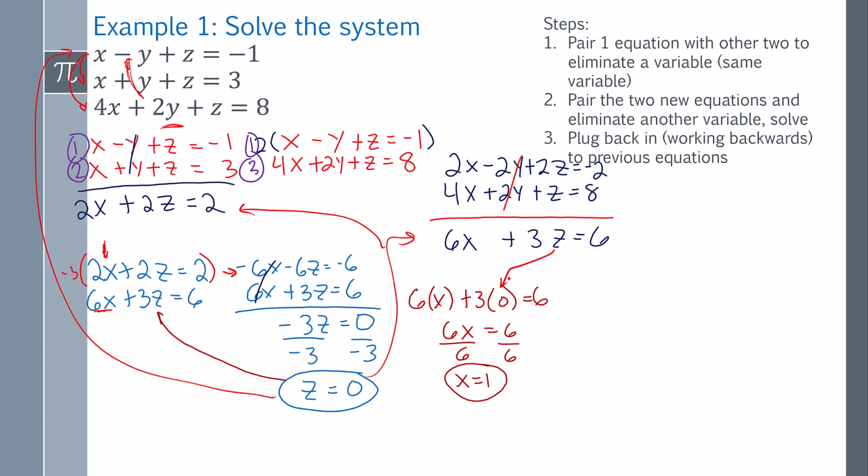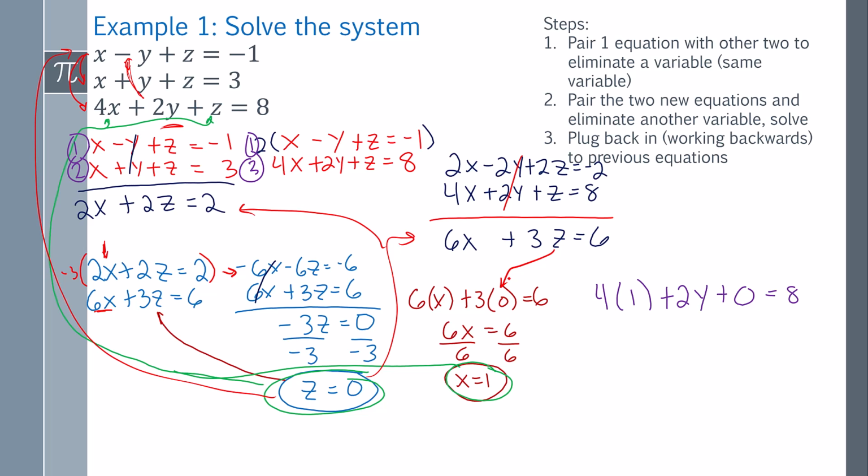Divide both sides by 6. You're getting 1. And now I can plug these into the original because I have both a z and an x. So plugging those into the original, I just chose the bottom equation just because I felt like it. You could choose whatever equation you want, whichever one you feel is easiest.